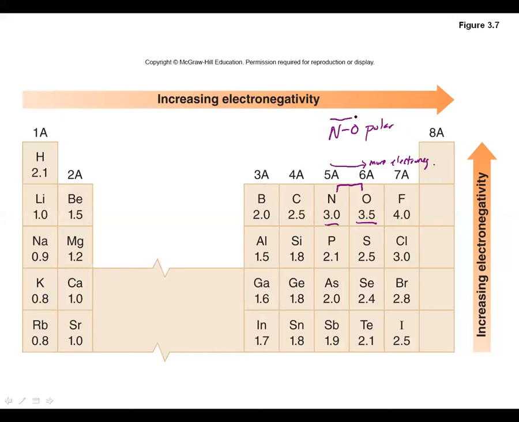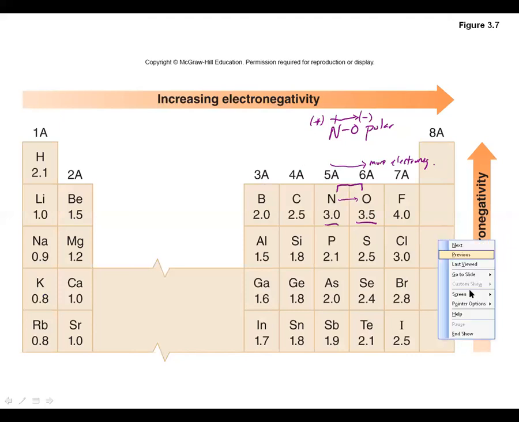You'll also be pretty safe to say the more negative side is the oxygen, the more positive side is the nitrogen. So if you're comparing two elements on the periodic table that are in the same row or period, the one that's farther to the right will be more electronegative, and you don't even need the values to help you determine that.